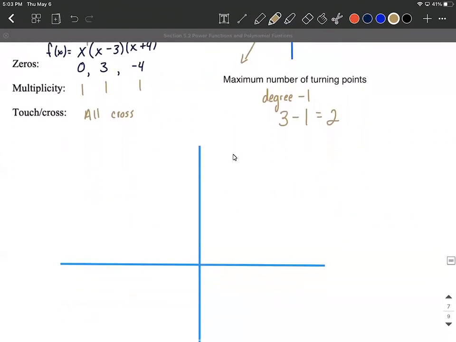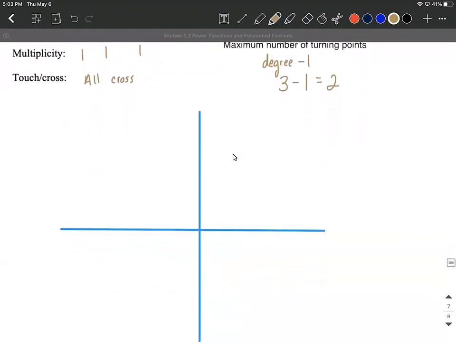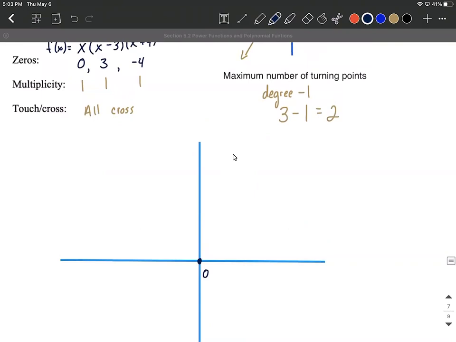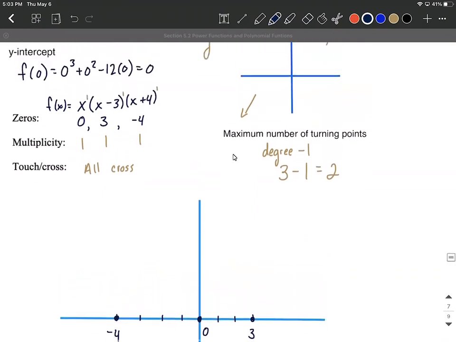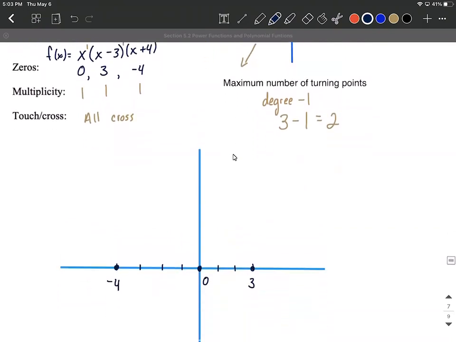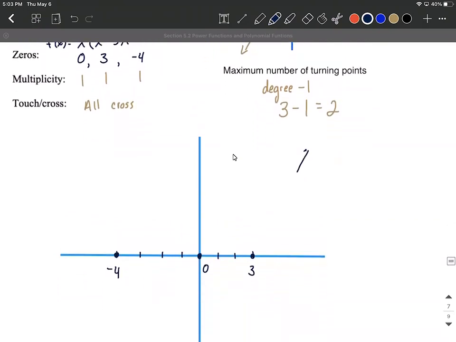Let's see if we can put all this information together and get us a nice graph. So as we're getting going on this, we had a y-intercept at 0. We had x-intercepts at 0, 3, and at negative 4. So I'm just going to put all those points on the graph. The next thing I like to include on my graph is the end behavior. As you notice, we said up to the right, down to the left. So I'm going to just go ahead and sketch that in, that I want to end coming up to the right and down to the left.